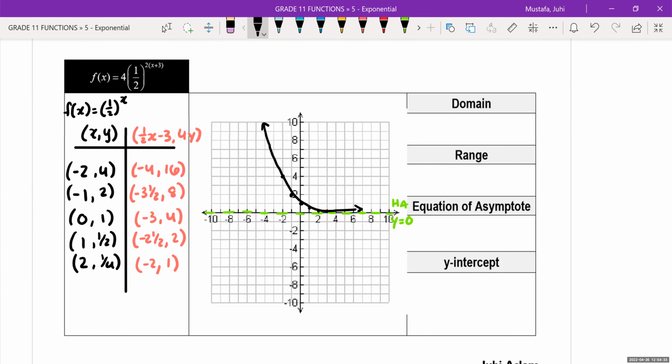So this is my parent function, and it is f of x is equal to a half to the power of x. And now my transform function, negative 4, comma negative 16, we can't graph. So negative 3.5, comma 8 would be approximately here. Negative 3, comma 4 would be there. Negative 2.5, comma 2 would be there. And negative 2, comma 1 would be approximately there.